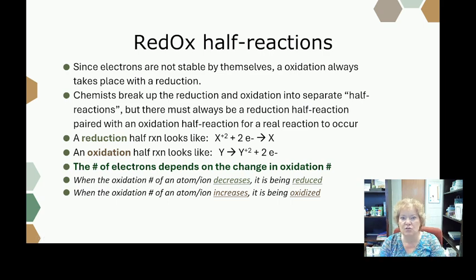The number of electrons depends on the change in oxidation number. Let's go back to those oxidation numbers. When the oxidation number of an ion decreases, it's being reduced. That's where the term reduction comes from, the oxidation number is reducing. So the charge is reducing from like a +2 to a 0. If the oxidation number increases, that's being oxidized. So when I'm going from 0 to plus, I'm increasing in oxidation number, and that would be losing electrons, so that's going to be an oxidation.